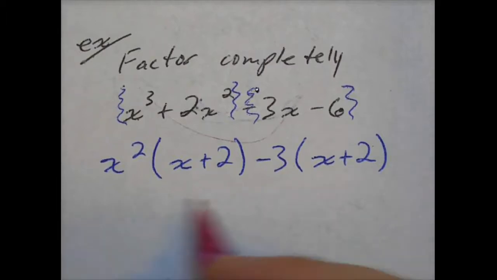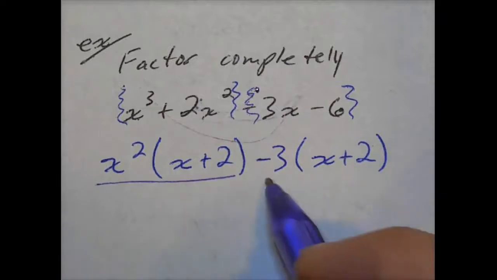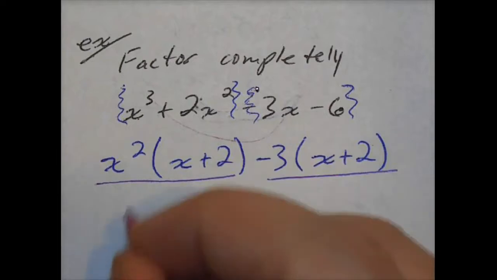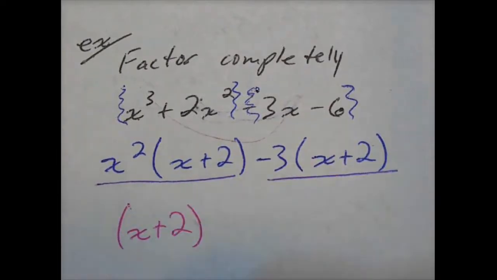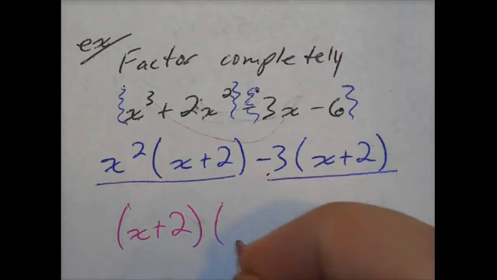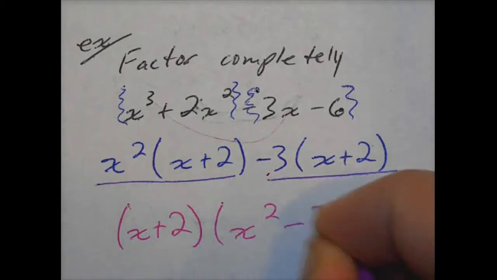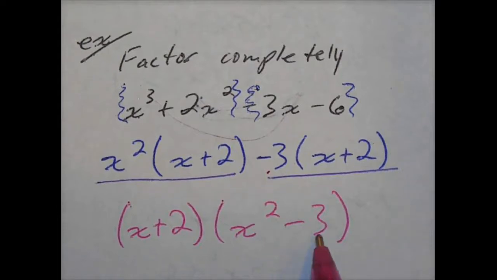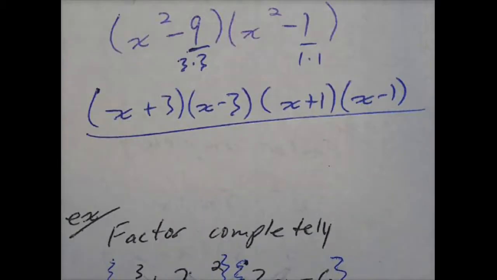Now notice, out of both of these terms, they have an x plus 2 in common. So it's like we factor out x plus 2, and we are left with x squared minus 3. So again, we are still left with x squared minus 3. That would be factored completely for this one. Again, if this were a perfect difference of squares, it would go down further into x plus or minus stuff, just like we saw in this last problem up here.